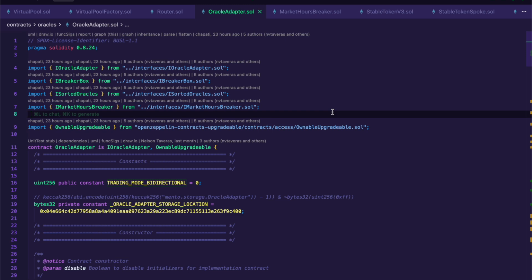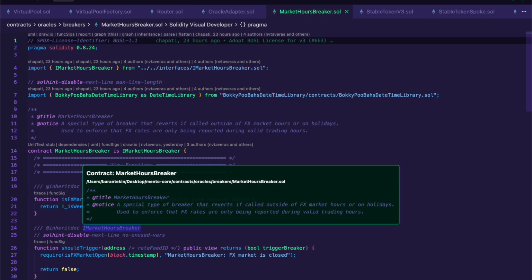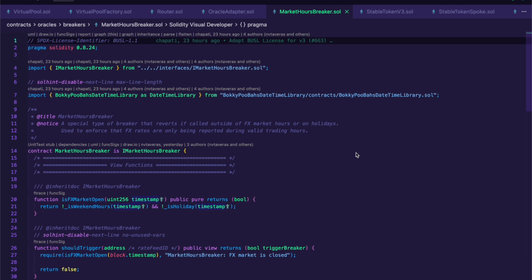And one special breaker that is new with Mento v3 is the market hours breaker. This contract stops trading outside of market hours. These market hours are defined by the Chainlink price feeds that we use. So, for example, on weekends and holidays, we don't want to use their rates, even if they push some, and therefore we implemented this breaker to prevent trading during these times.